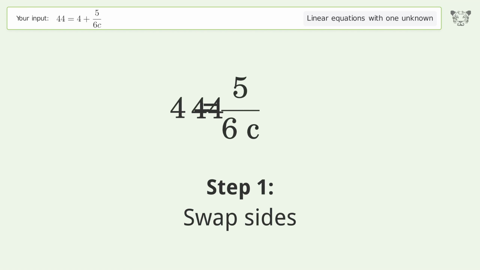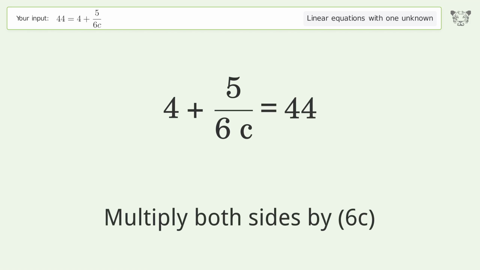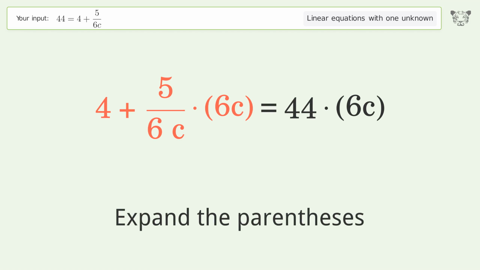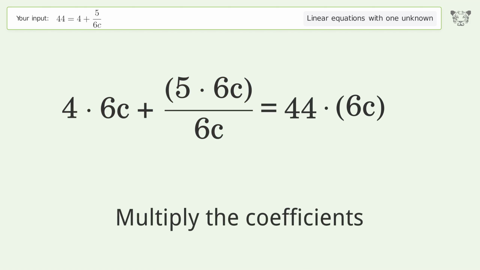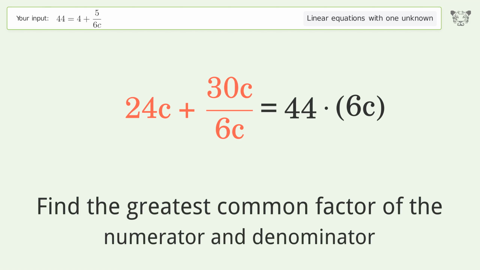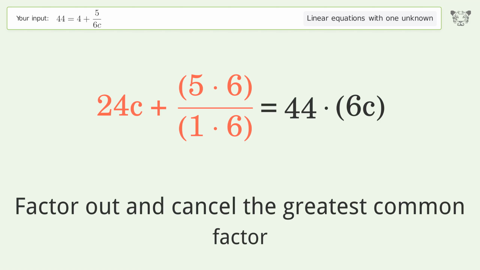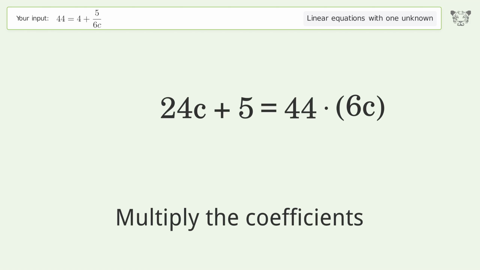Swap sides. Isolate the c. Multiply both sides by 6c. Expand the parentheses. Multiply the coefficients. Find the greatest common factor of the numerator and denominator. Factor out and cancel the greatest common factor. Multiply the coefficients.